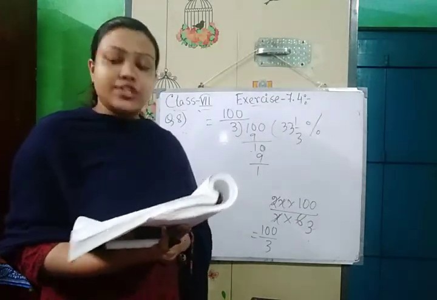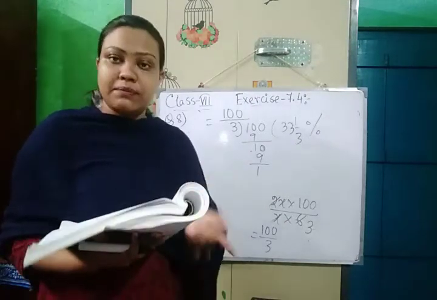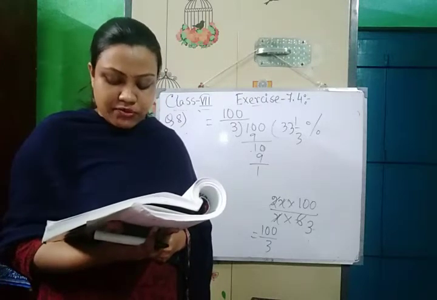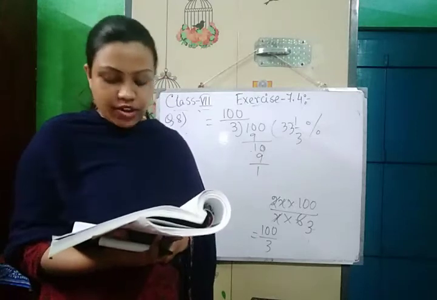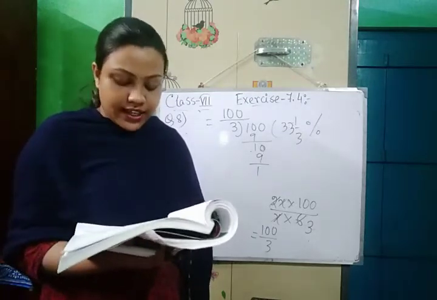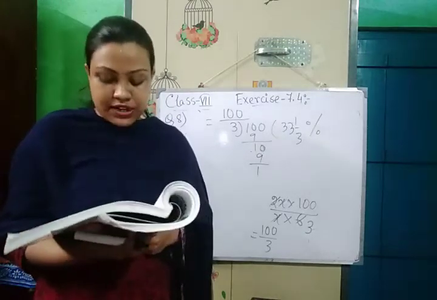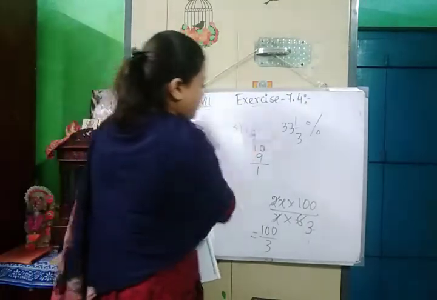Now next I am doing question number 10. Question number 10 is almost the same as question number 8. If the simple interest on a certain sum of money for 3 years is 3/10 of the sum, then find the rate of interest per annum. Here again we only know the time and we have to find out the rate of interest. So here again we will assume the principal.